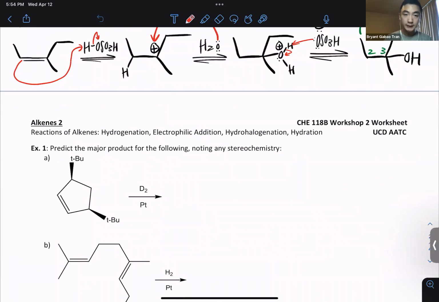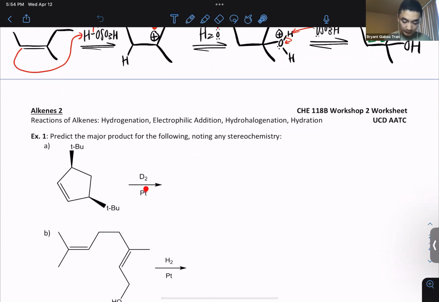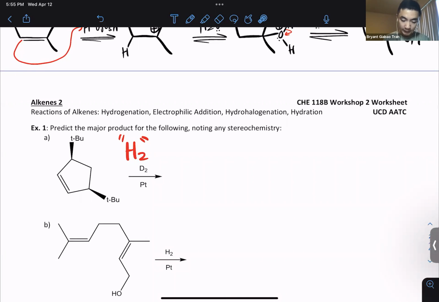Now let's go over the practice problems of the worksheet. Whenever you see D2, Pt, think of D2 as an isotope of H2. The reason why they draw D2 is because they want you to draw explicitly the stereochemistry of the deuterium. So we know that the hydrogenation is a syn addition, and to avoid steric hindrance, since these two bulky tert-butyl groups are wedges, we're going to add the deuterium as dashes to avoid steric hindrance.